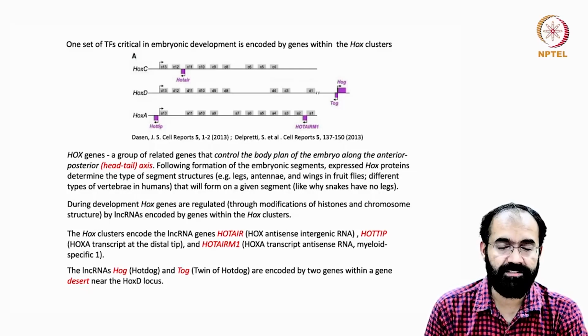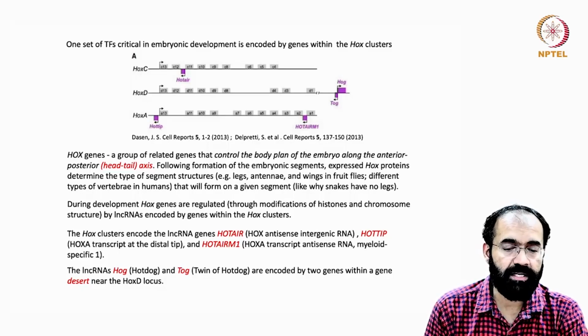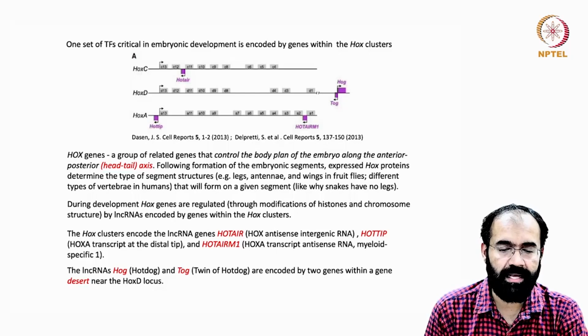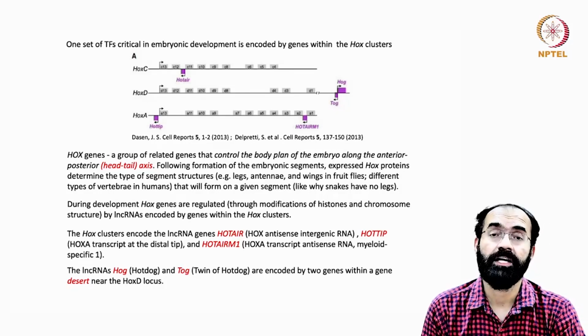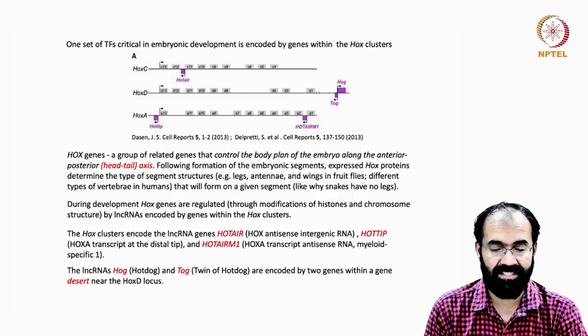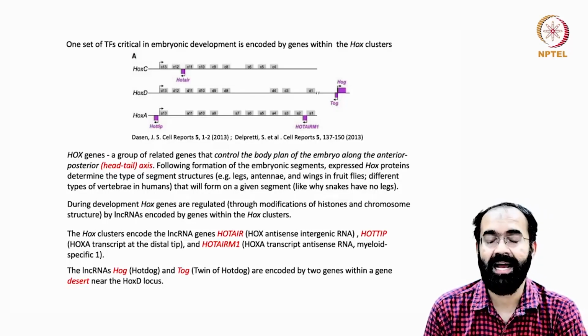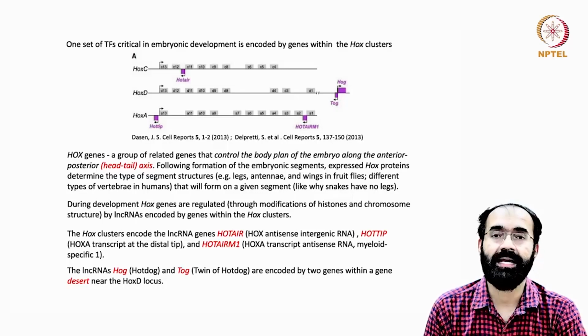This particular image is taken from an article published in Cell Reports a few years ago. You can see quite a lot of this pink color naming: HOTAIR, HOTTIP, HOTAIRM1, like that. These are all non-coding RNAs that are capable of regulating the genes in the Hox gene clusters. So what are Hox genes? Hox genes are a group of related genes that control the body plan of the embryo along the anterior-posterior axis. Anterior-posterior means head-to-tail axis.